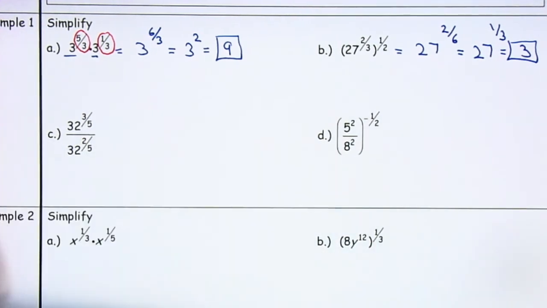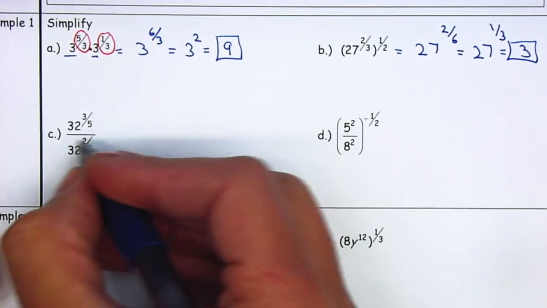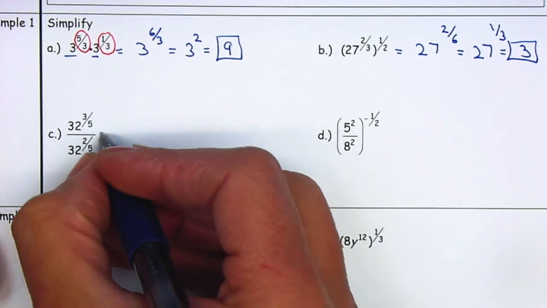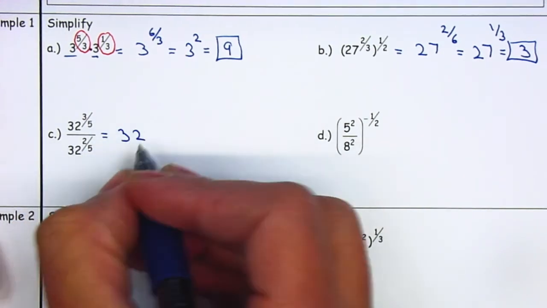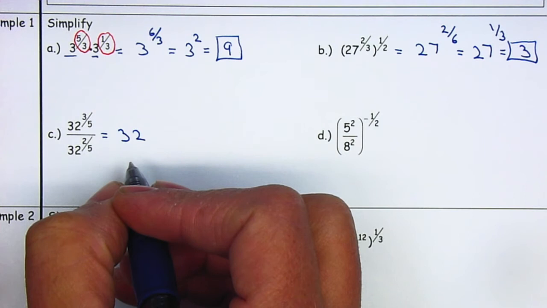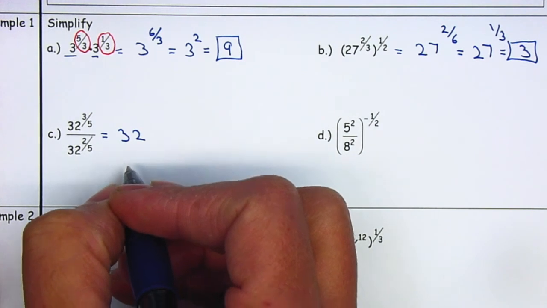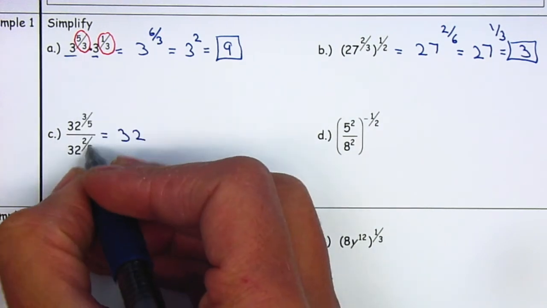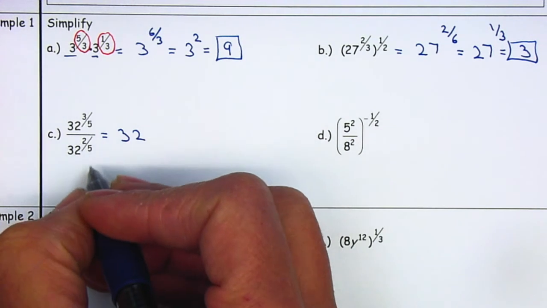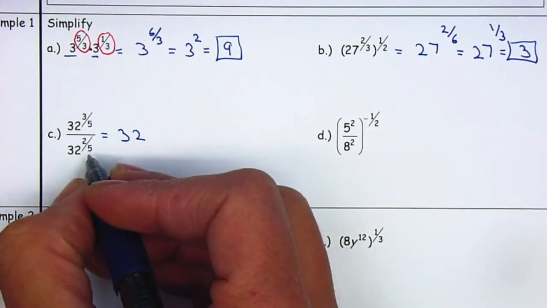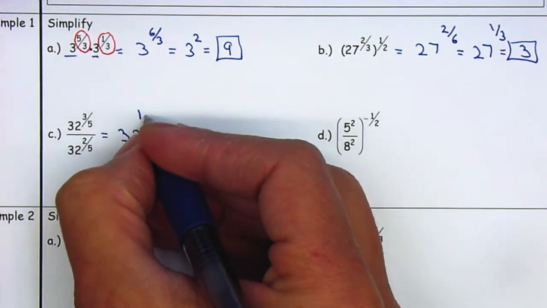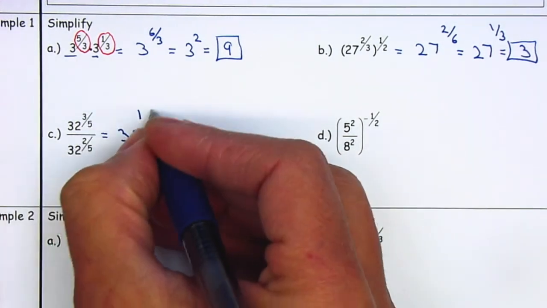For letter C, when they're dividing, if they have the same base, we can go ahead and subtract the exponents. So we're using the quotient of powers property. 3/5 minus 2/5. When we subtract, we need to have the same denominator. In this case, they already do. So this will be 3 minus 2 is 1 over 5.